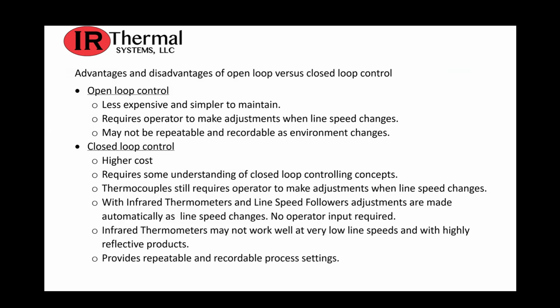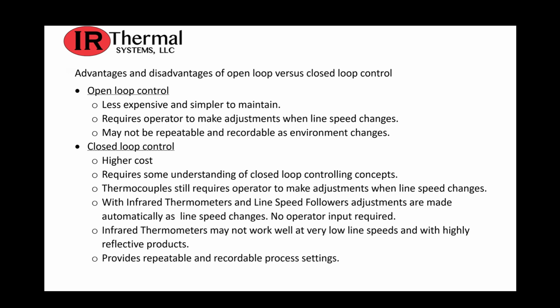So let's look at some advantages and disadvantages of open loop versus closed loop control. Open loop control is naturally less expensive and simpler to maintain, but it requires the operator to make adjustments when the line speed changes. And there has to be some way the operator is going to do that, either by look or feel or understanding the quality. It may not be repeatable and recordable as environment changes.